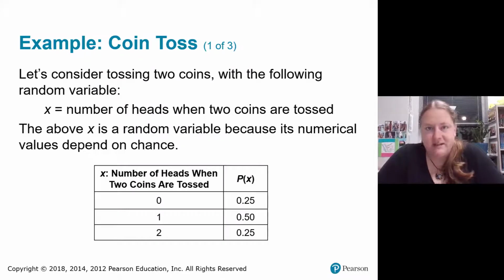So let's take a look at an example. A coin toss. We're going to be tossing 2 coins, and we're going to be looking at the random variable x, where x is the number of heads when 2 coins are tossed. So x is a random variable because its numerical values depend on chance. It's a discrete random variable because the possible outcomes are 0, 1, and 2, as we see there. And we can even find the associated probabilities.